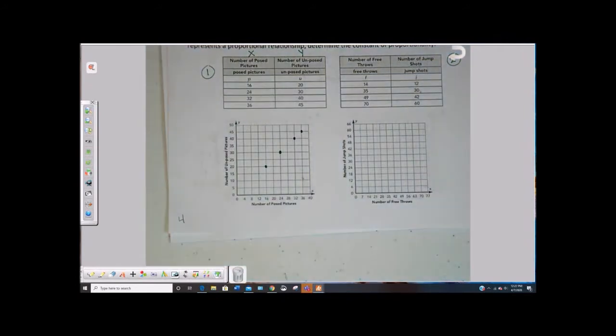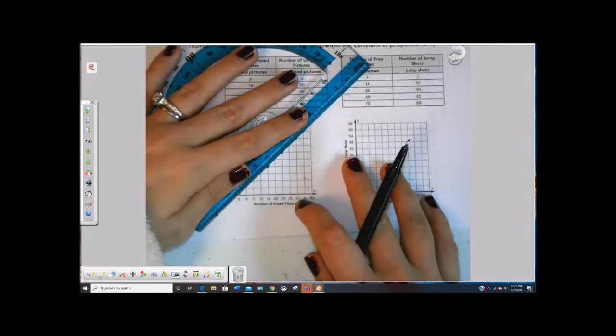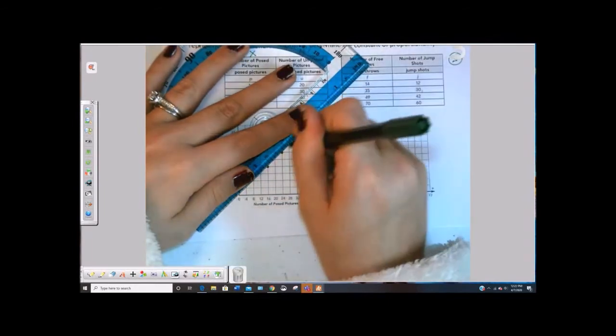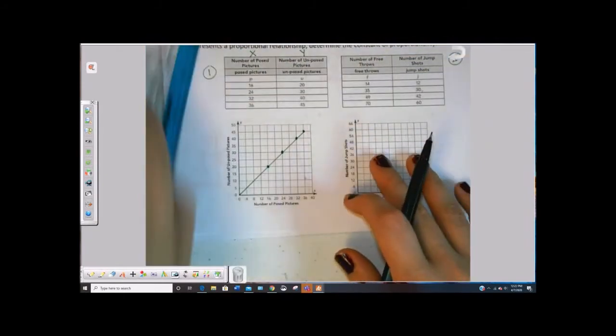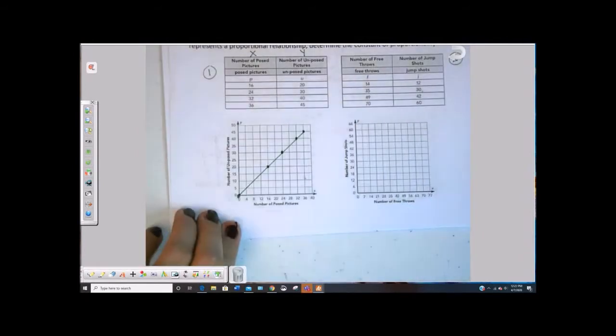Then after plotting those points, you might want to find a straight edge. You can use the side of a paper, you can use a ruler, whatever you can find. And you're going to want to draw a line straight down. So just straight down from where you plotted. And as you can see, it is going straight to the origin. So remember, straight line and through the origin means it's proportional.